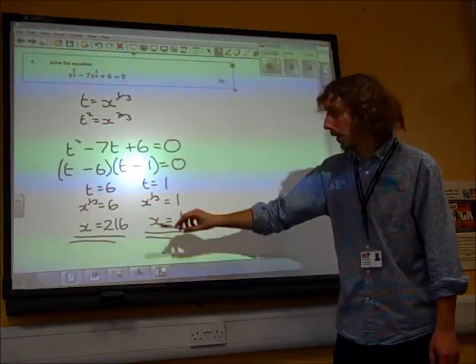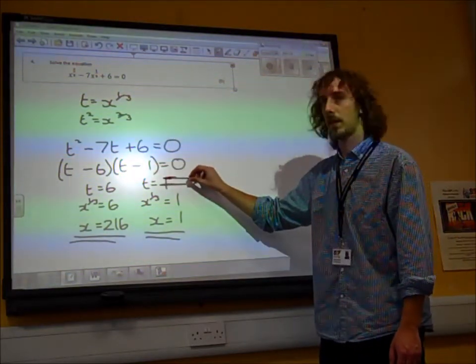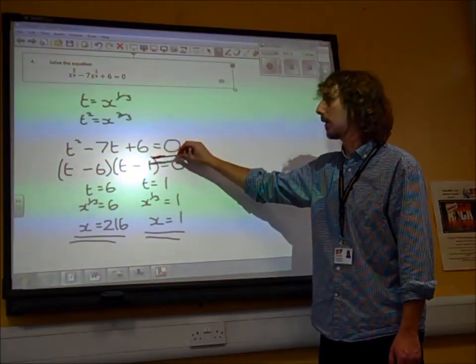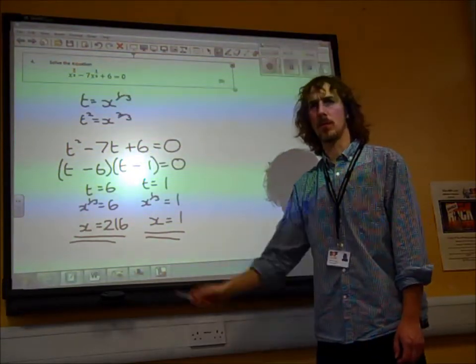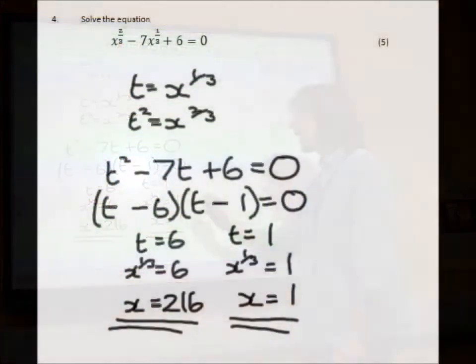5 marks. You're looking at 2 marks at the end here. A mark for getting 6 and 1 as the answers, a mark for factorising it, and then probably a mark for doing the substitution. We're kind of getting to that point. And we're on to question 5.